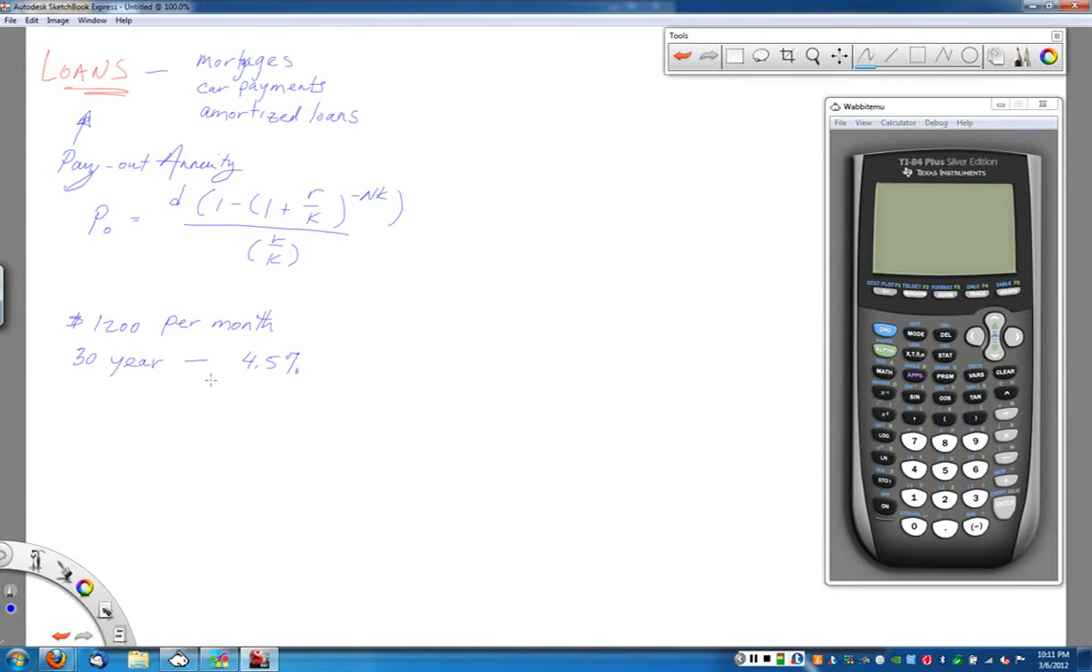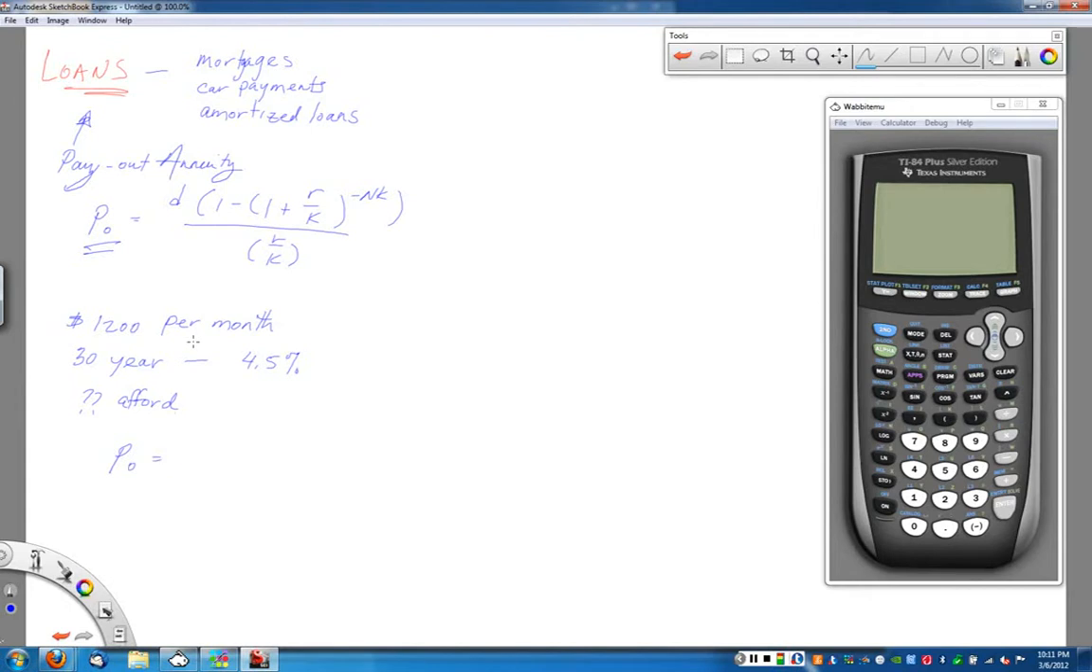And so the question is, how big of a mortgage can I actually afford? At the end of the day, what should I tell my real estate agent to look for in terms of how expensive of a house I can try to buy? So what we're looking for is P0, the starting amount of my loan, and that's what I'd like to figure out.